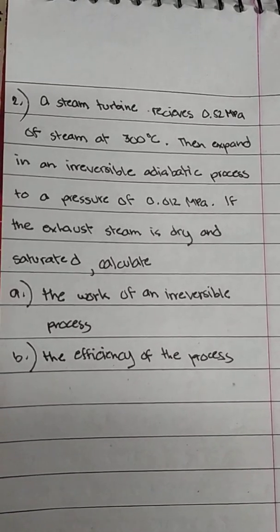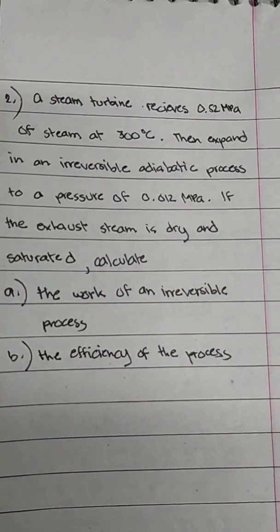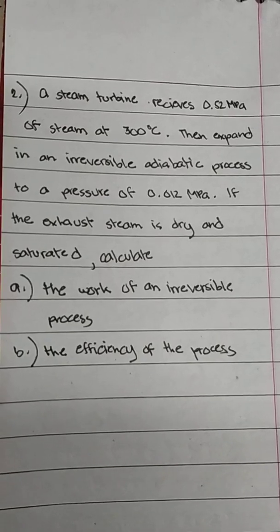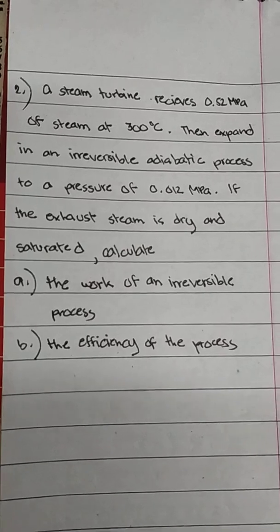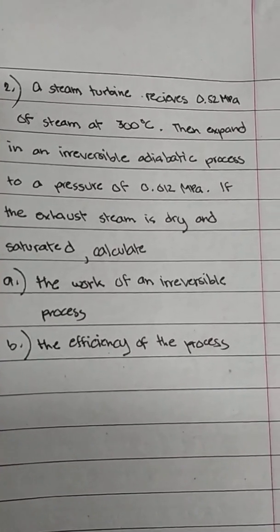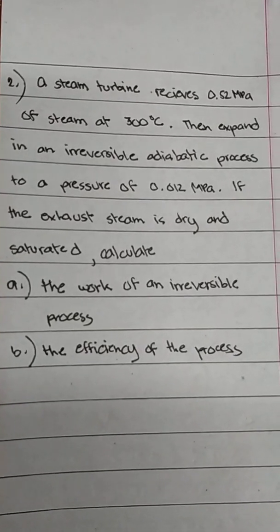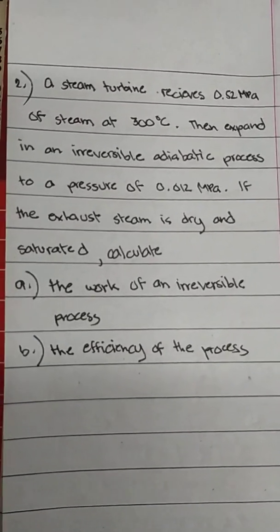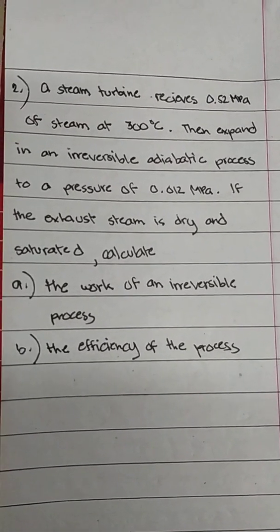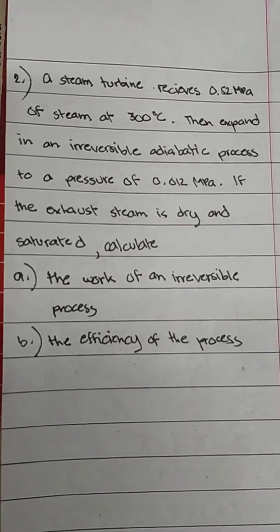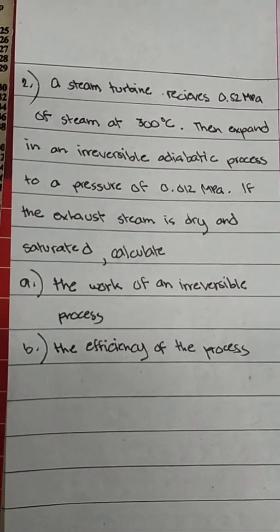But for this case, it is not really necessary to draw the TS and PV diagram, because it is really obvious that the problem already stated that during the adiabatic expansion, so reversible, the exhaust steam is dry and saturated. So the point 2 prime lies in the saturation curve. So the first thing is we will have to identify if point 1 is superheated or a mixture.